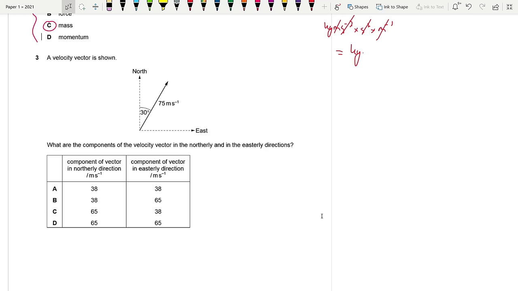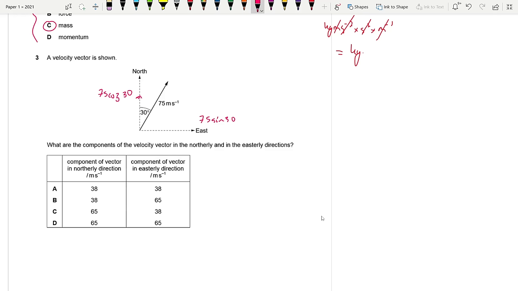Anyway, moving on. For three, a velocity vector is shown. What are the components of the velocity vector in the northerly and easterly direction? So basically remember, if you want to find out components, the one with the angle is cos theta. So this one is 75 cos 30 and this one is 75 sine 30, right? 75 cos 30.